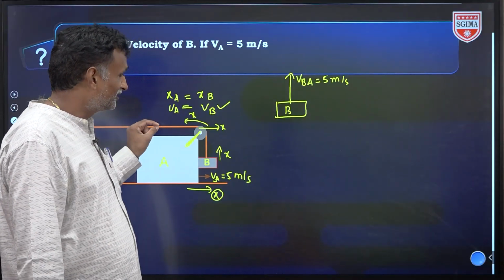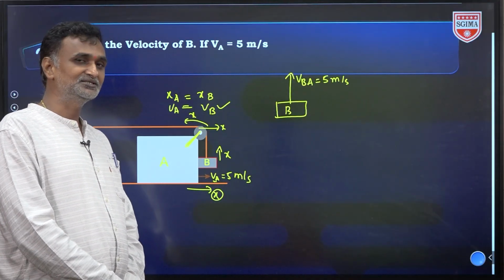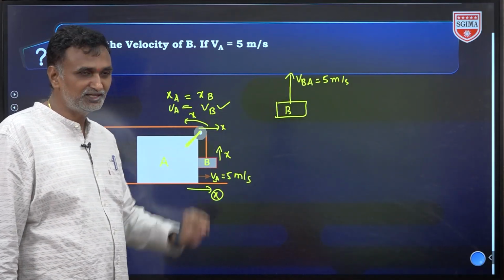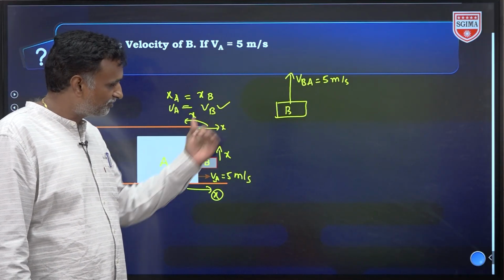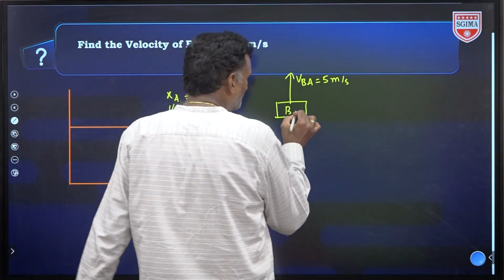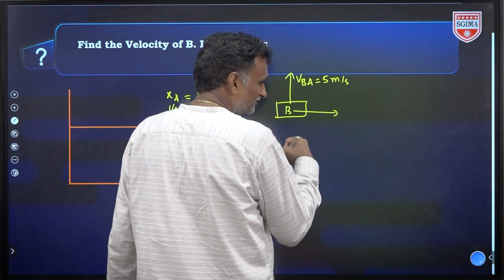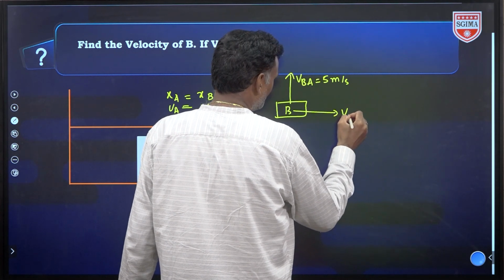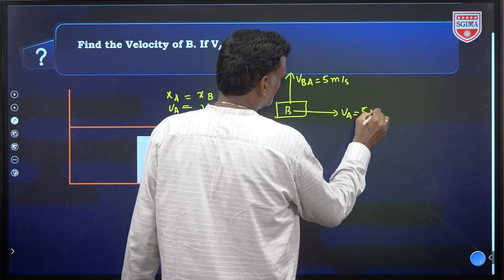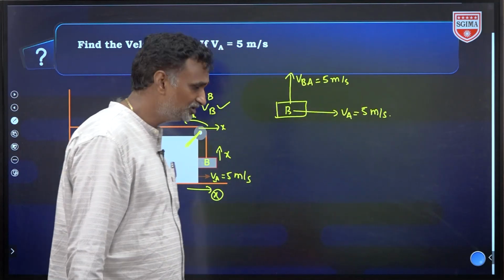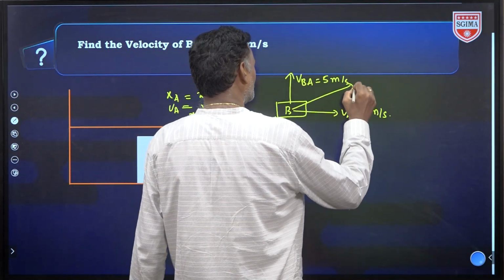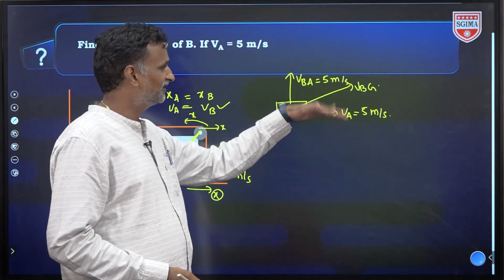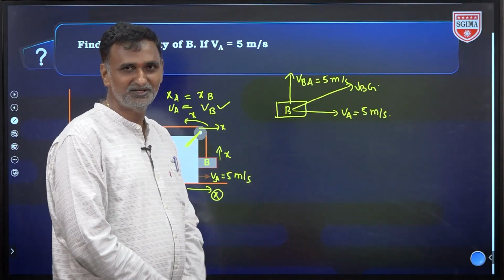But here VB is not with respect to ground. It is very important. Why? Because VB with respect to A only has this much value, but with respect to ground it is different. B is not only moving upward with respect to the ground person, it also moves right side, with VA speed only, right side speed 5 meter per second. So the person observing VB with respect to ground sees it in this direction. Since it is 5 and 5, it is exactly in the middle, 45 degrees only it works out.